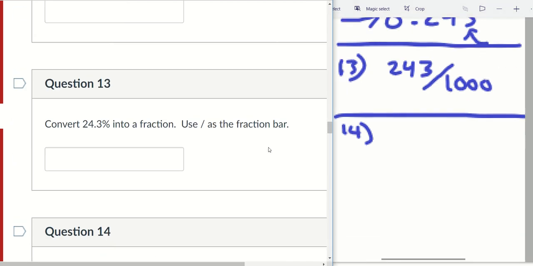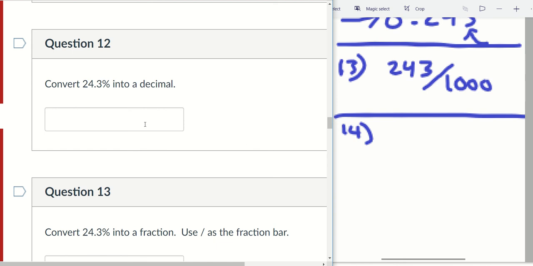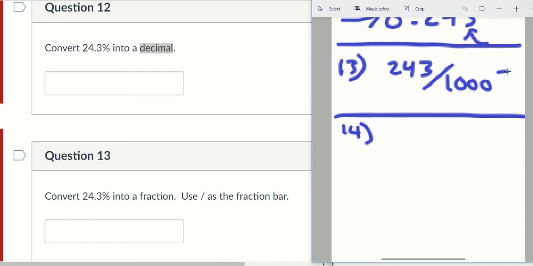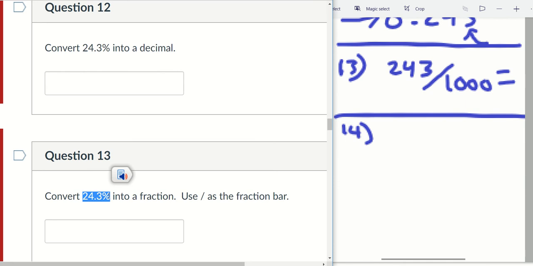Number 12? Yeah, number 12 is 0.243. The decimal? Yeah, this one's asking decimal. You should have the fraction. So once you checked your answer, you mean? Yeah, that's what you're supposed to do. Check your answer. So if you want to check your answer, convert this to a decimal times 100, and you should come up with the same percentage. Yeah, so that's how you check your own work. So yeah, 12 and 13 are the same value. So good.